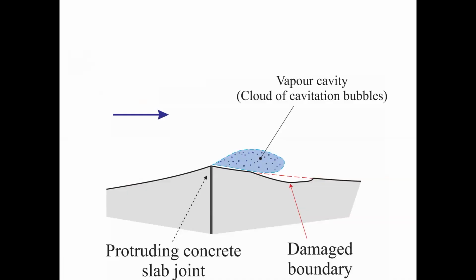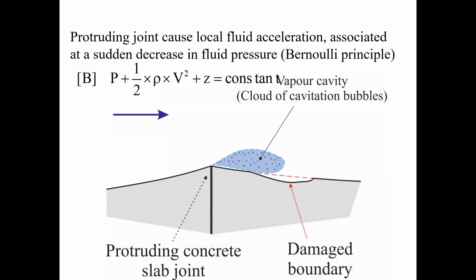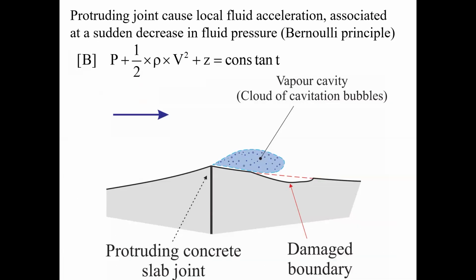Considering a protruding joint along a concrete invert, separation and local fluid acceleration may take place at the joint, which will be associated immediately downstream with a sudden decrease in fluid pressure because of the Bernoulli principle. And when the fluid pressure decreases below the vapor pressure, cavitation bubbles will form. And when they implode close to the downstream boundary, they may damage the invert.